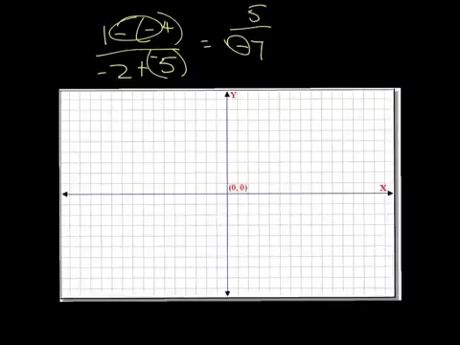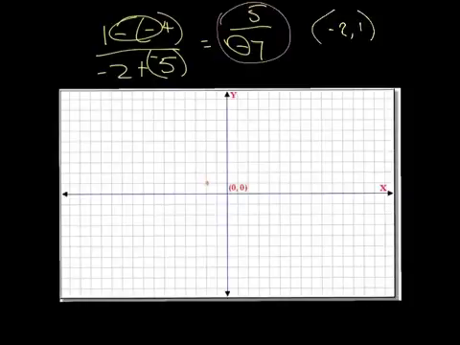So we're going to graph one of the points. One of the points they gave us was (negative 2, 1) in the problem. So we're going to start at that point. So (negative 2, 1) is right here. And then what we have here for our slope is 5 over negative 7. So that means we're going to go up 1, 2, 3, 4, 5, then 1, 2, 3, 4, 5, 6, 7. So one of our points is there.